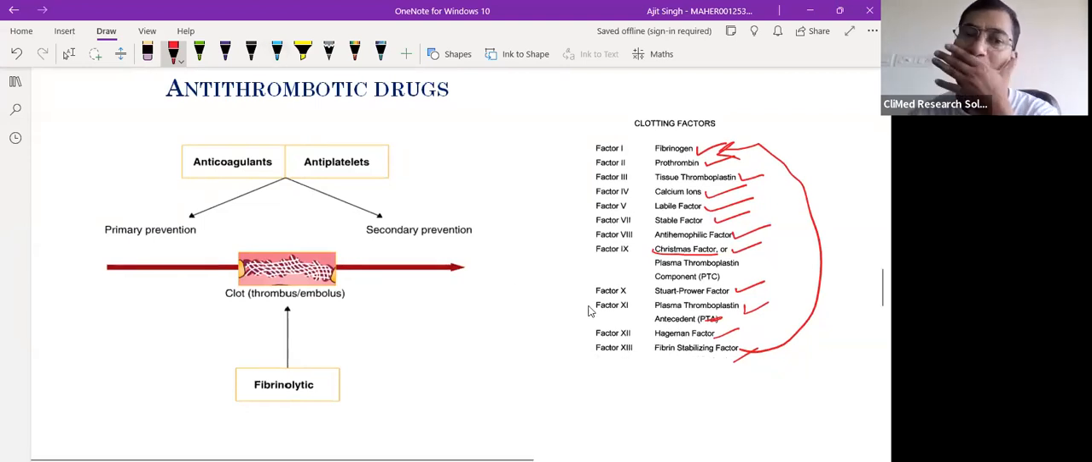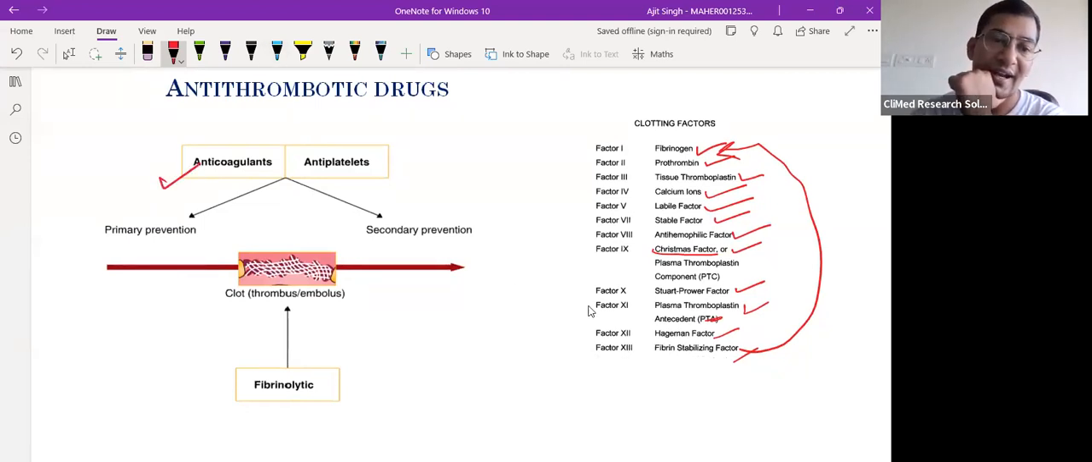Okay. Now there are the questions. Anticoagulants. Let's talk about anticoagulants. What are the anticoagulant drugs, guys? Tell me, what are the anticoagulant drugs? Heparin, okay. Heparin and warfarin, heparin, low molecular weight heparin, enoxaparin. Are these rivaroxaban, streptokinase?